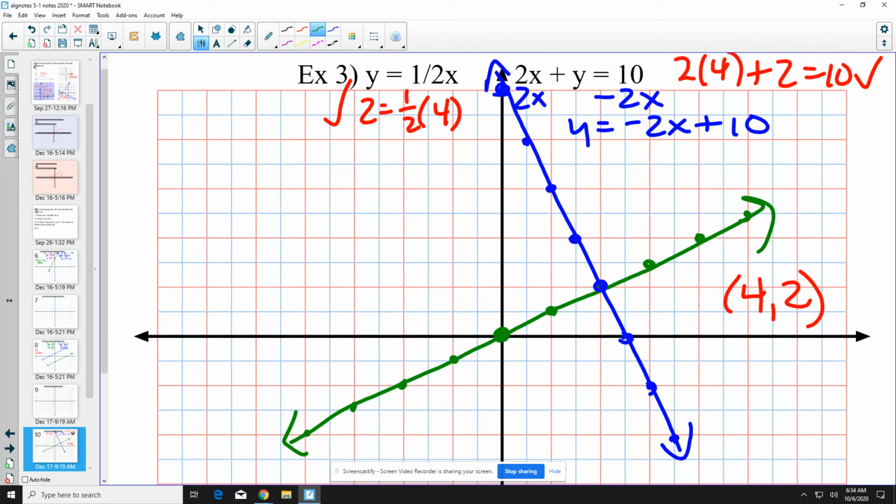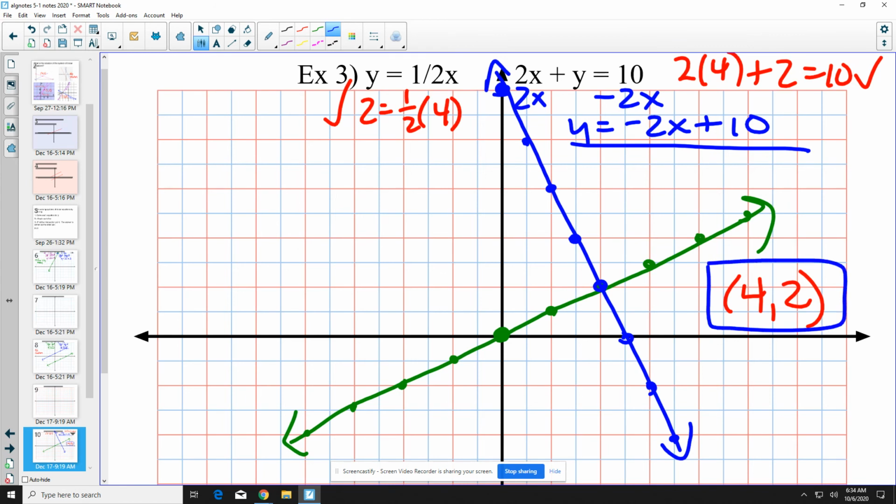The second one, you had to solve for y. Did you get y equals -2x plus 10 when you solved for y? That means my y-intercept is 10, and my slope is -2. I go down 2 over 1, down 2 over 1, down 2 over 1. The point where they intersect is (4, 2). This is the solution to the system.